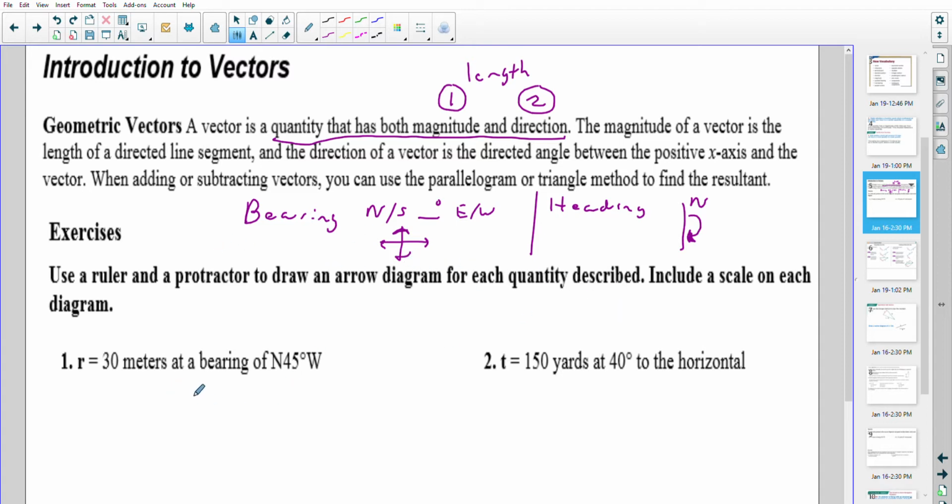Let's take a look at some of these. This one says a bearing of north 45 degrees west. So I'm going to set up the north, south, east, west, and you're going to see from the north end 45 degrees, and that's going to be 30 meters. And that's how you draw that one. This one is different. It says to the horizontal. So you're going to draw a horizontal, and off of the horizontal, you're going to show that it's 40 degrees, and this is 150 yards. So that's a little bit of a drawing on bearing and off the horizontal. We still haven't gotten into heading, but that will come.